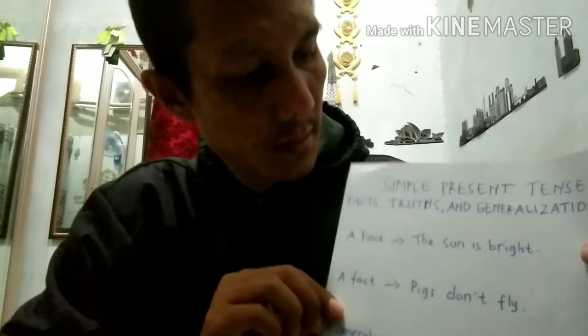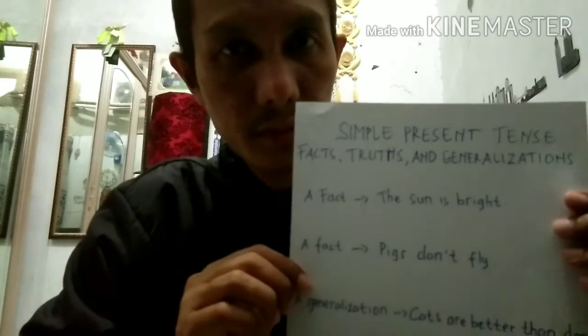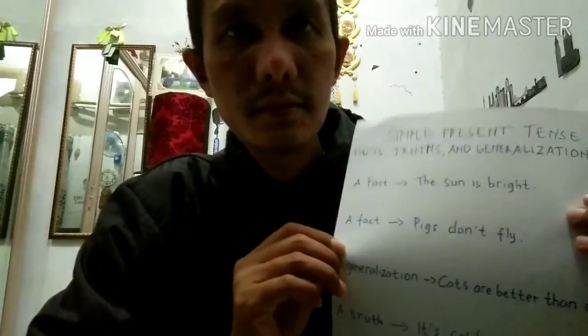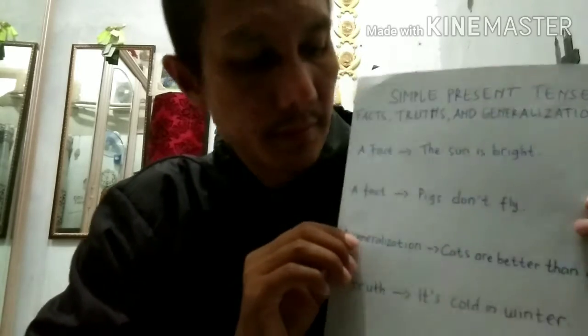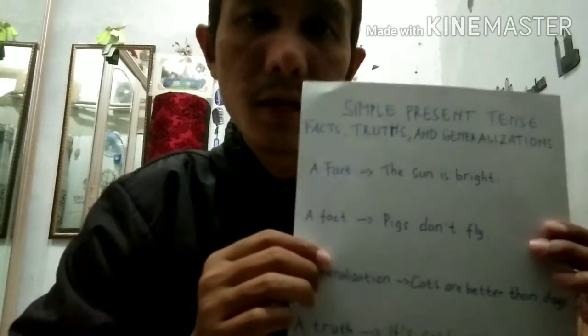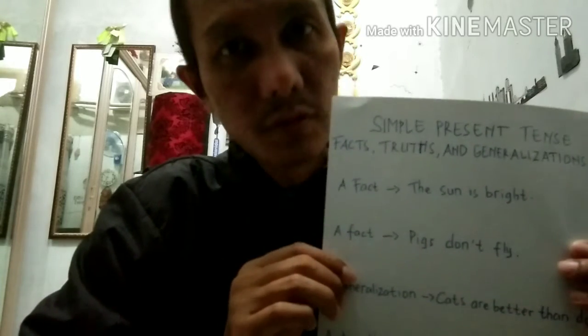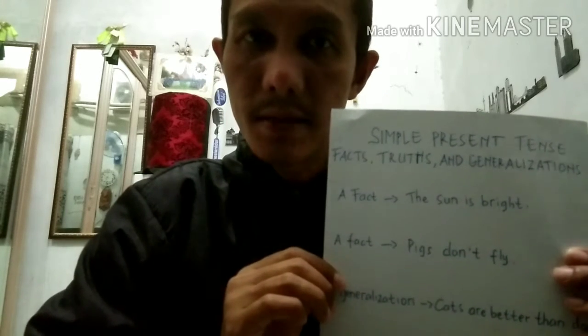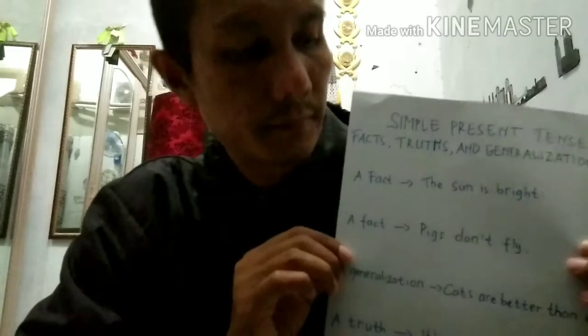Simple present: facts, truths, and generalizations. Take a look at the examples. The sun is bright. Of course, everybody knows the sun is bright, and it's a fact. The sun was bright yesterday. The sun is bright now. The sun will be bright tomorrow.